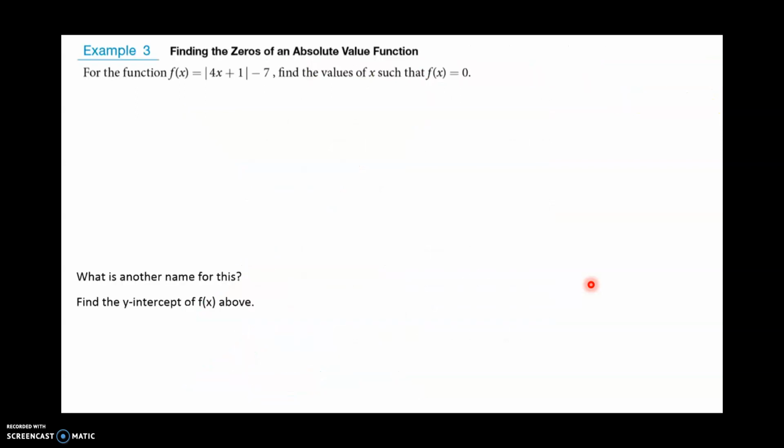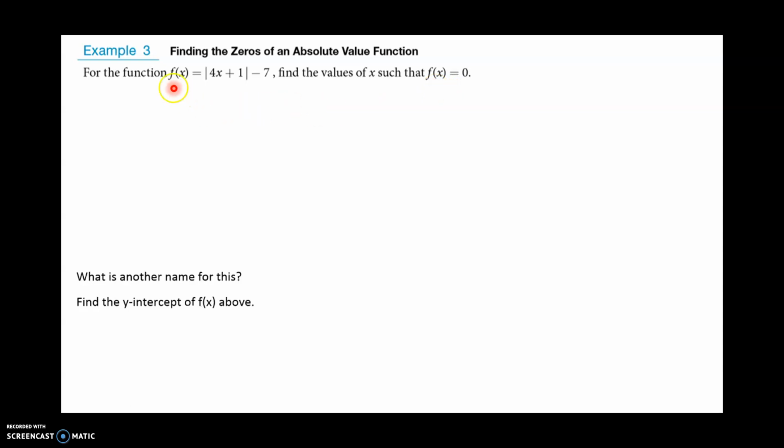All right, let's look at some more examples of absolute value. It says, for this absolute value function, find the values of x such that f of x is equal to 0. It doesn't say f of 0. It's not saying put 0 in for x. It's saying the whole thing f of x equals 0. What's the same thing as f of x? y. So it's telling you y equals 0.